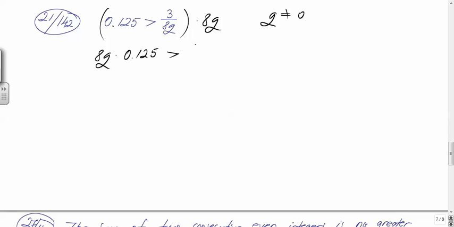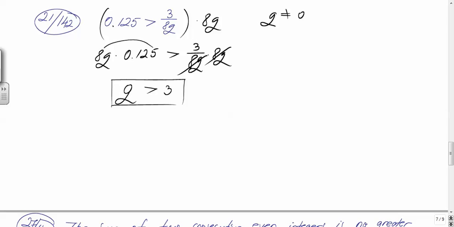And I have 3 over 8q times 8q. Well, 8q and 8q are cancelling out. I have 8q times 0.125, which gives me what? I have 8 times 0.125, that is 1. 8 times 5, 40. 8 times 2, 16 plus 4, 20, right? 8 times 1 is 8 plus 2, 1. So basically I'll have 1.0 times q, which is just q, greater than 3. And we are done.